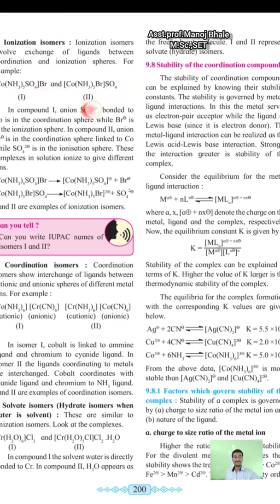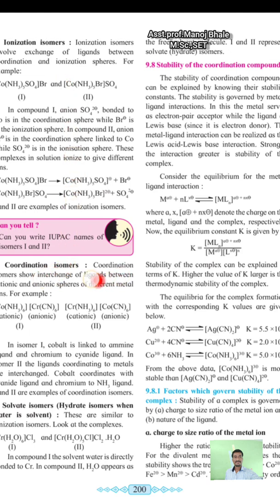There is exchange of the ligands between the coordination sphere and the ionization sphere, which is known as ionization isomerism. So this is about the example which is given there, ion formation.